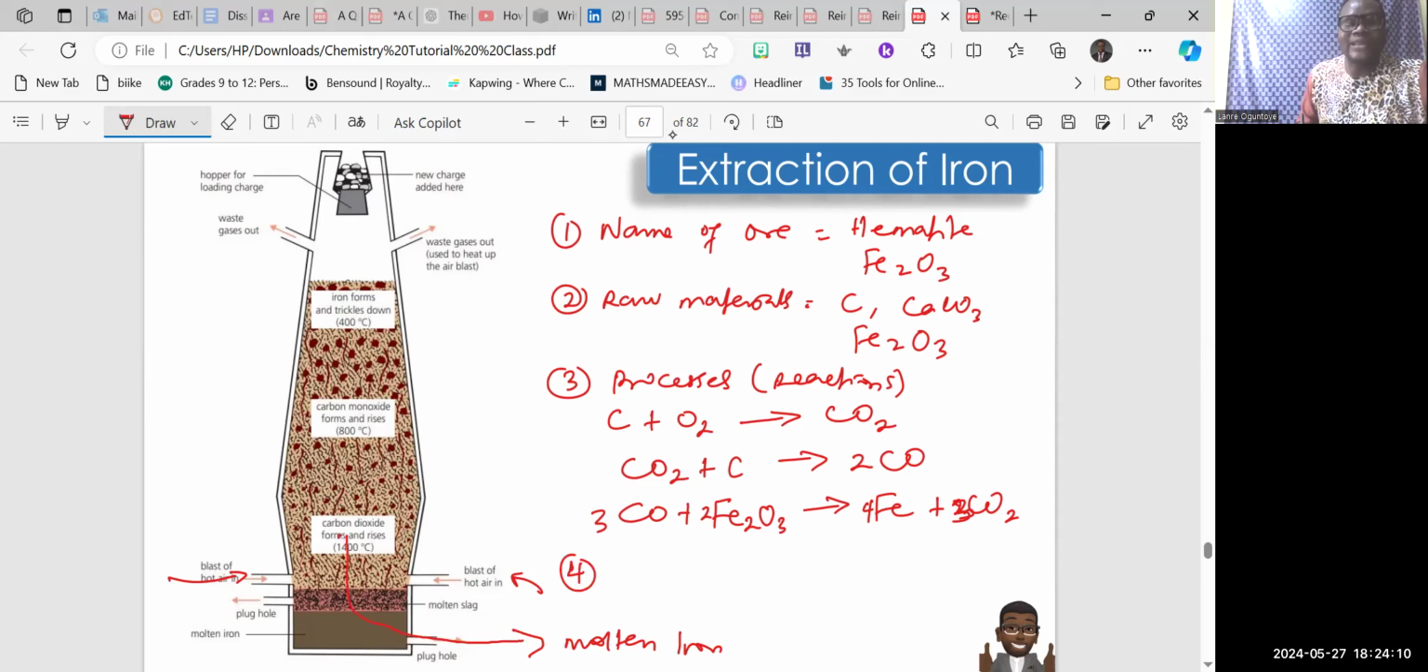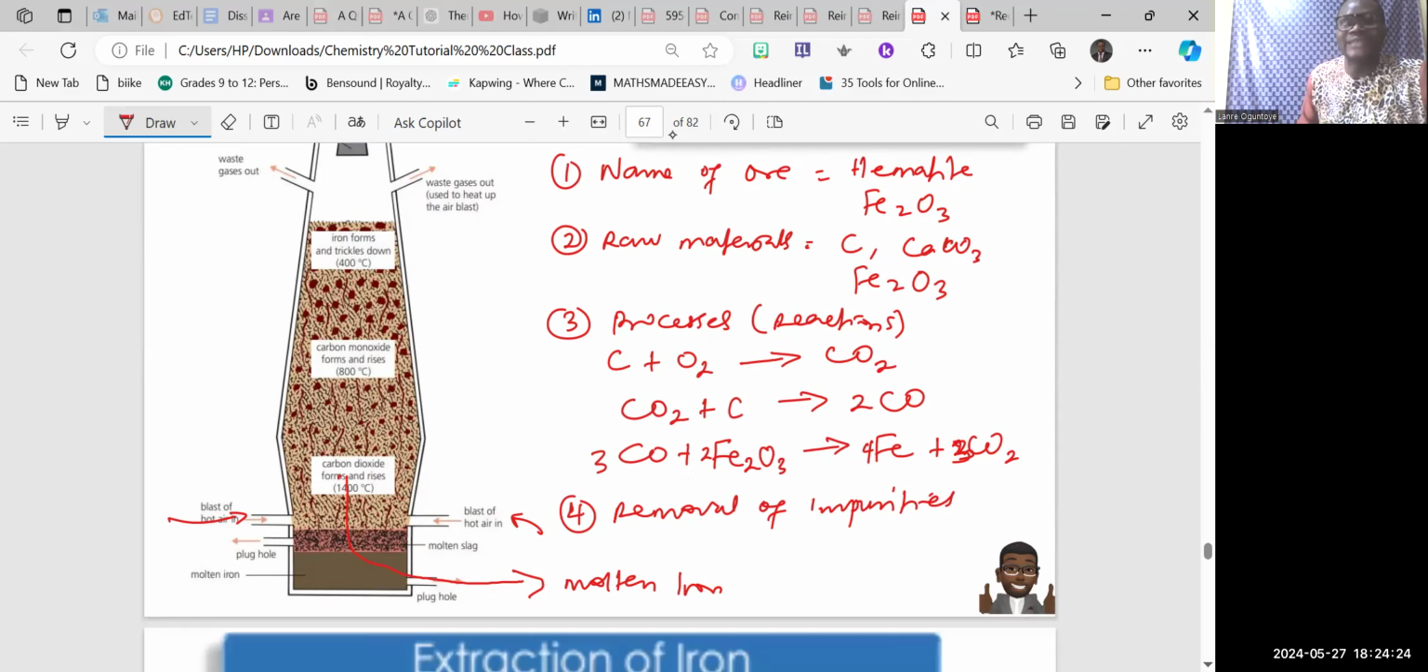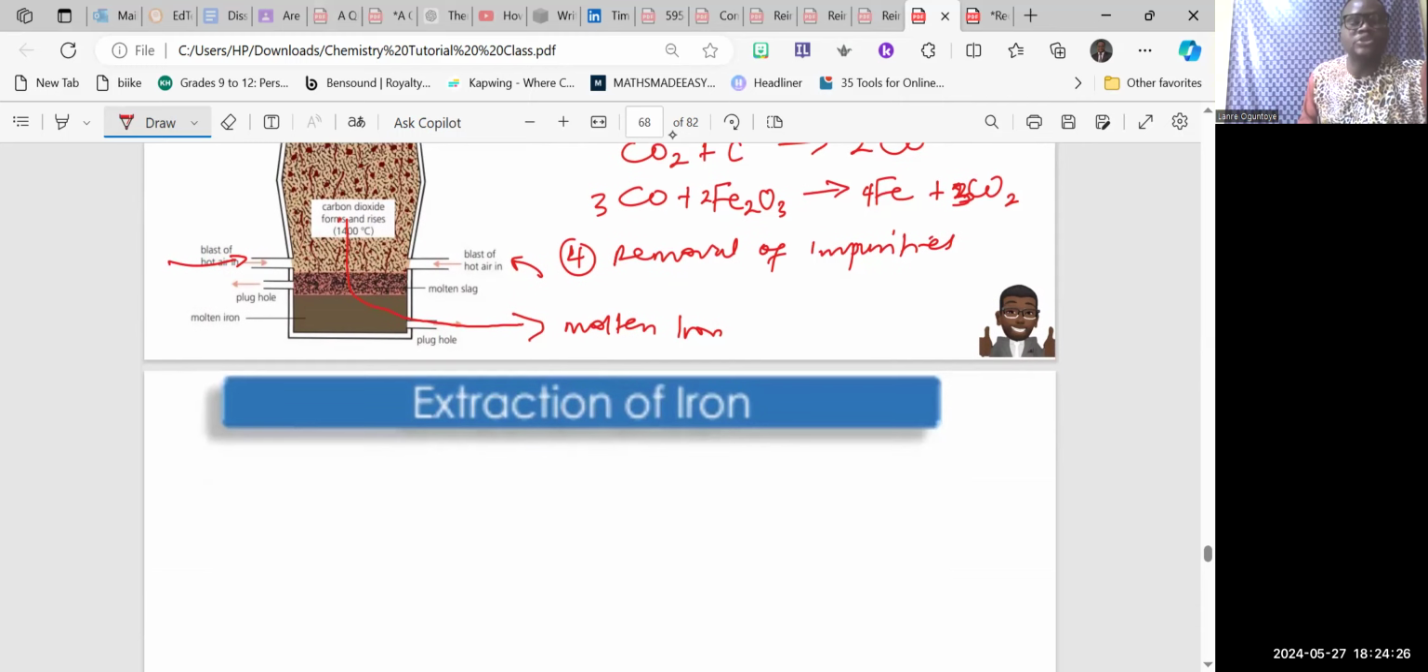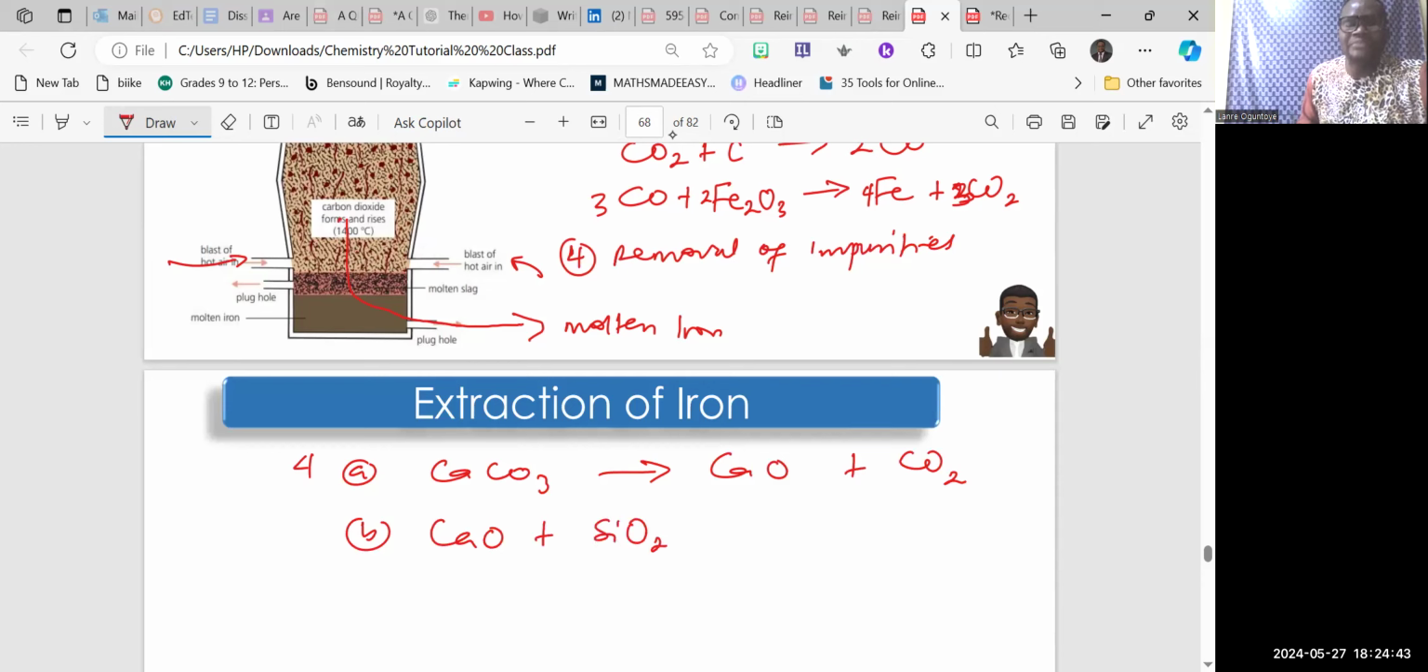Then another thing you need to know is the removal of impurities. How do we remove the impurities in the extraction of iron? We make use of the limestone. But the limestone itself cannot do that except it breaks down first. So your limestone will first break down. I'm looking at that 4A now. Limestone will break down to calcium oxide and carbon dioxide.